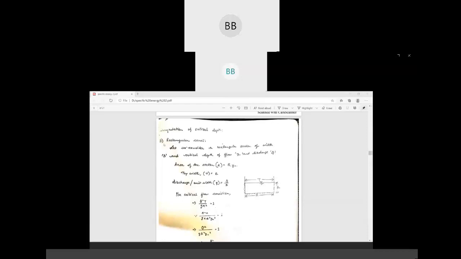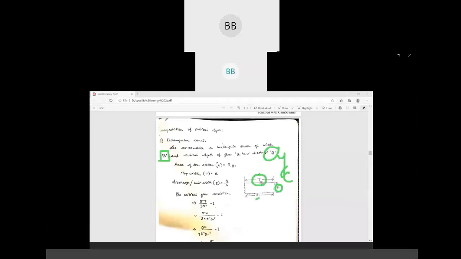The width of the channel we have considered B. Capital B is the width of the channel, and the critical depth we have considered YC, for a discharge Q. So this is your rectangular channel. The depth of flow we are going to consider as the critical depth, that is YC, and the width of the channel we have considered B, and T is nothing but the top width.